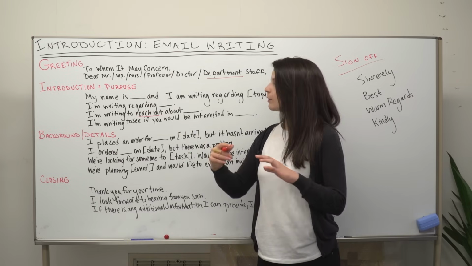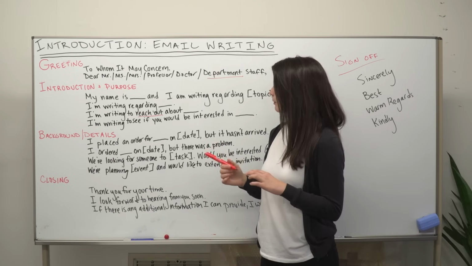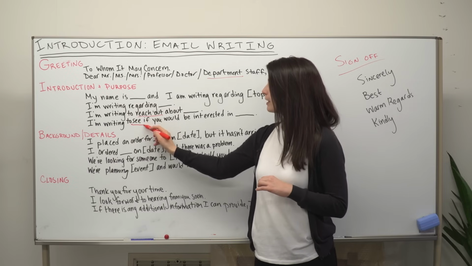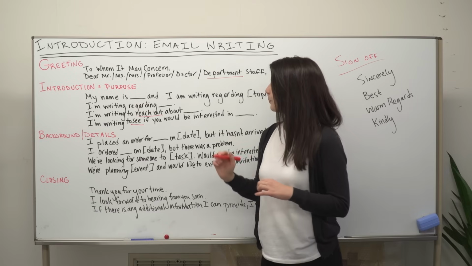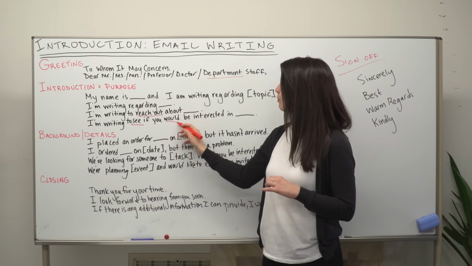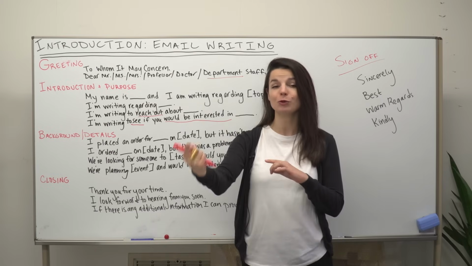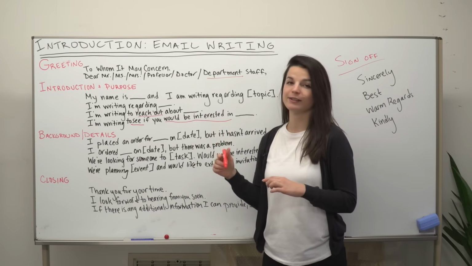So to reach out, you're introducing something, you might be asking for help for something. One more. I'm writing to see. So here I have to see, meaning to check with you, in other words. I'm writing to see if you would be interested in. Would be interested in means in the future. Is there a chance you would be interested in something?